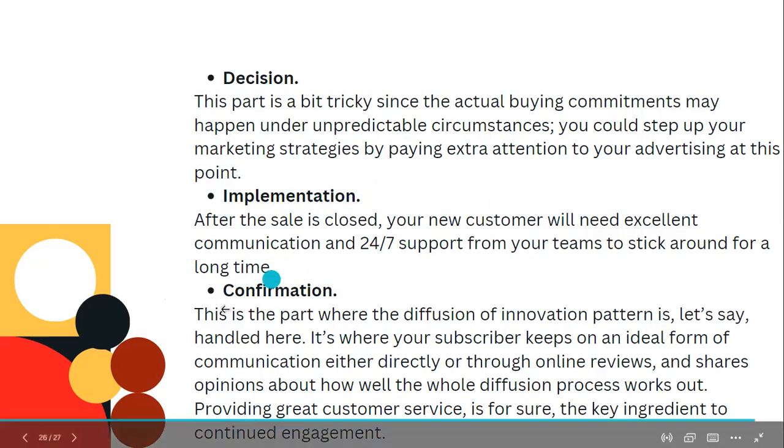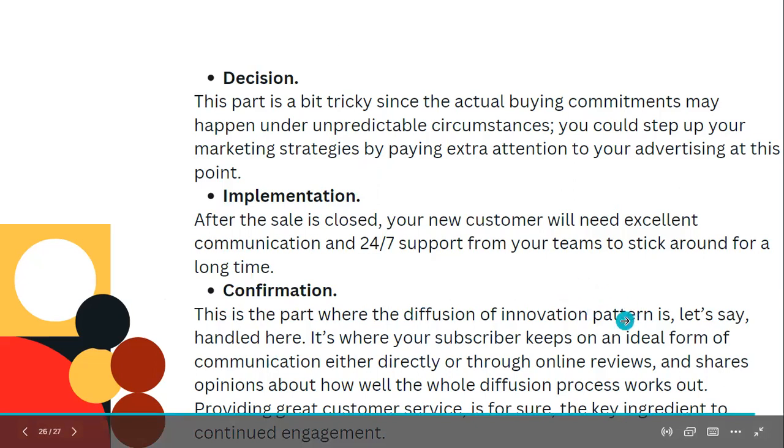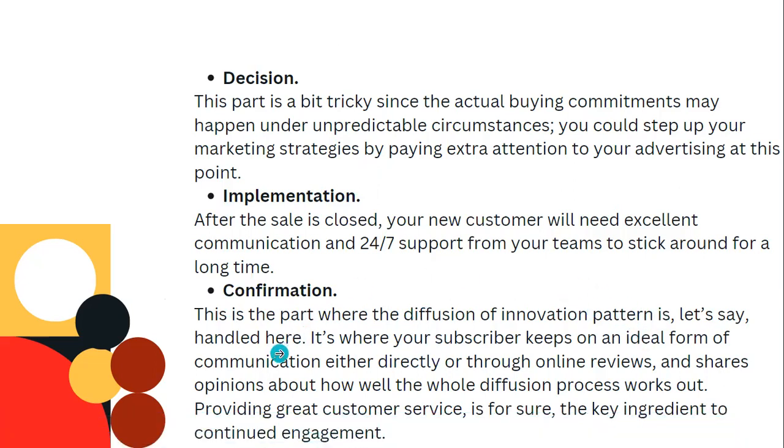confirmation. This is the part where the diffusion of innovation pattern is handled. You have to have something called confirmation. The customer should be satisfied with the purchase. You have bought a vacuum cleaner. The person knows how to use it. They are satisfied. They are finding it useful. They think that it is a worthwhile purchase. That is great. That is the confirmation.